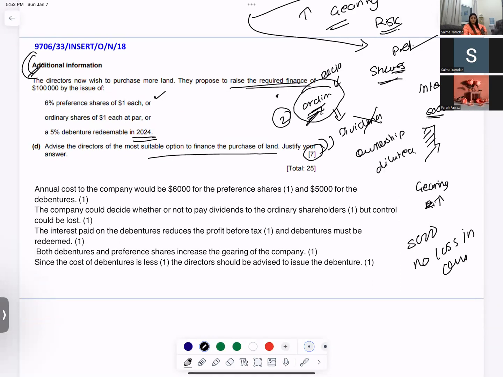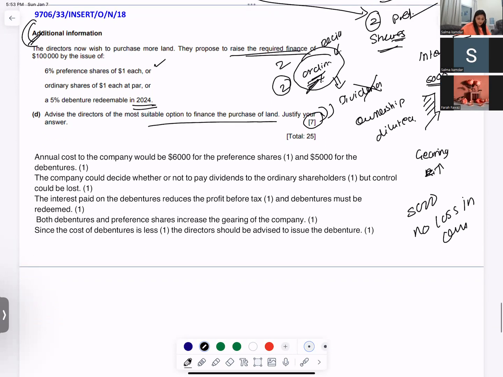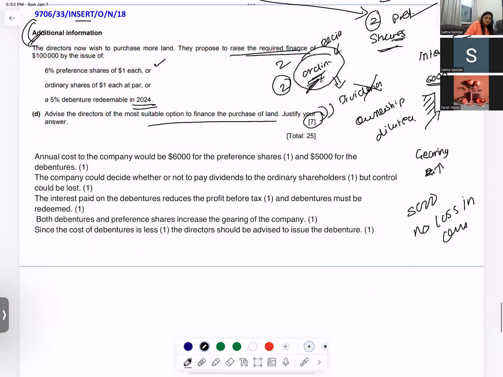Seven marks. So remember, 2 points you should speak about ordinary shares, 2 points about preference shares, and 2 points about debentures. Okay, so with this you complete October-November 2018 paper 33. It is a question of property, plant and equipment schedule.